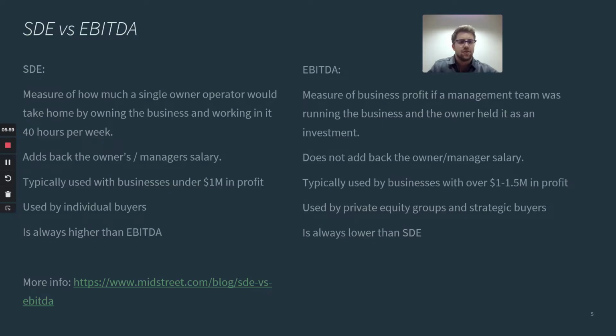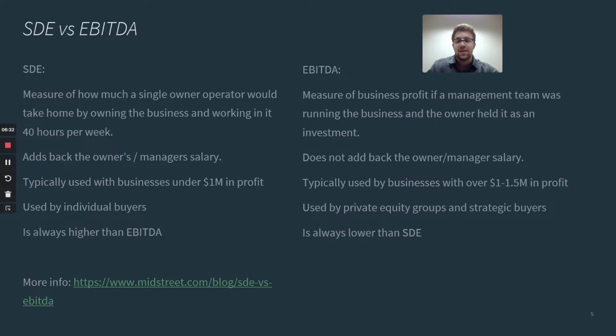SDE is typically used by businesses with less than $1 million in earnings. You will see it used up to $1.5 million sometimes. And EBITDA is typically used by businesses with over $1 million in earnings, almost always above $1.5 million. It starts to become the dominant valuation technique over $1.5 million up until you get to public market sales, where you start to use price to earnings ratios and things like that.